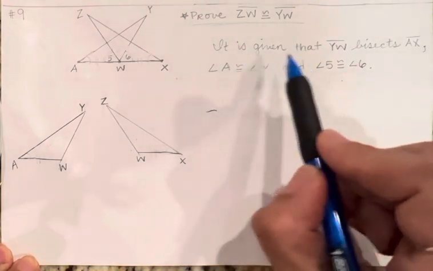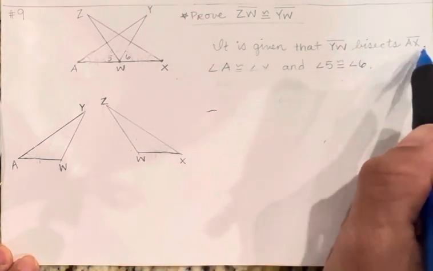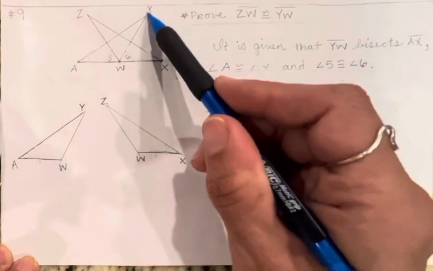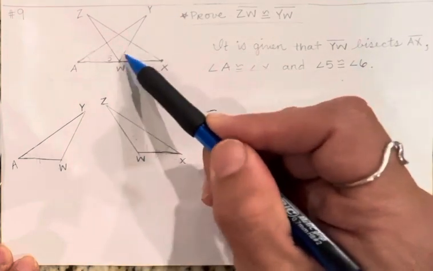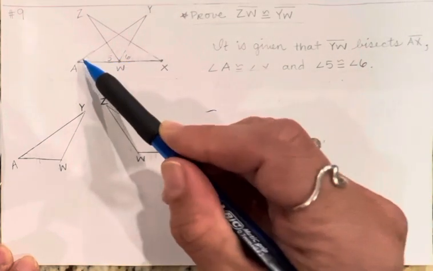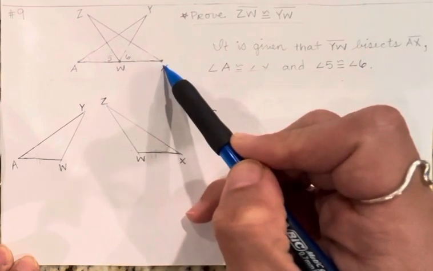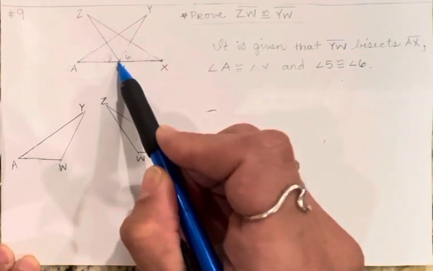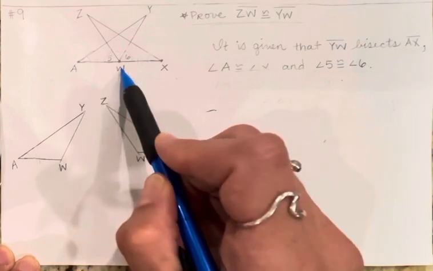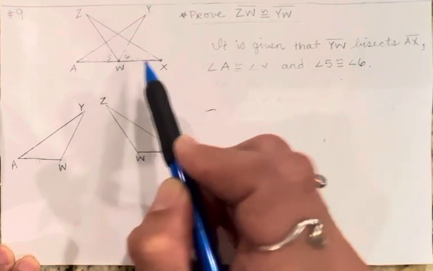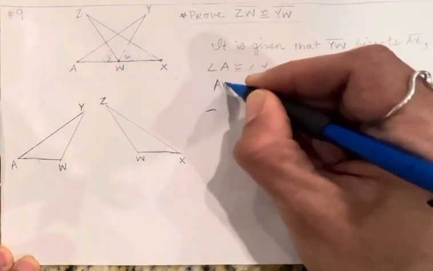It says, it is given that YW bisects AX. YW is right here, and that cuts in half or bisects AX. So by definition of that bisector, AW is congruent to XW. Let's write that in.